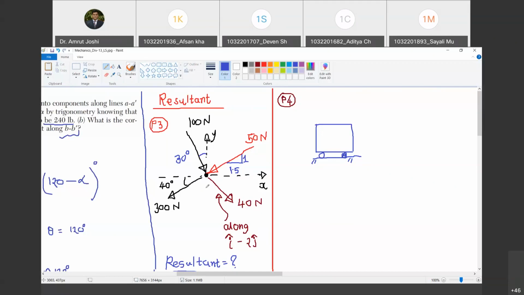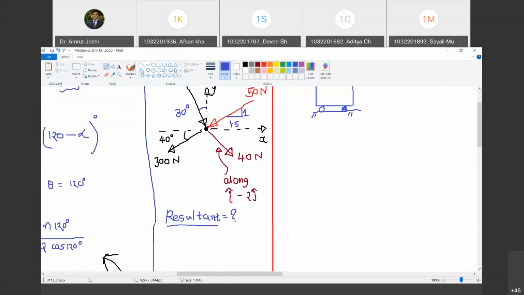Yes, sir. From this Rx and Ry, I will take their sum to get the resultant. Happy? Yes, sir. Let's now follow this process. I am going to find out the resultant.